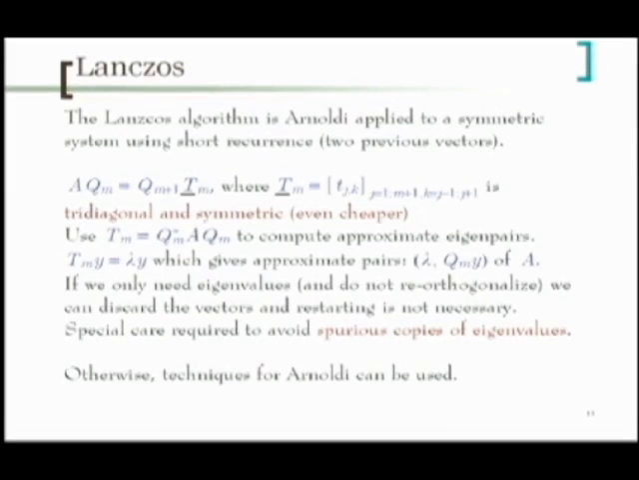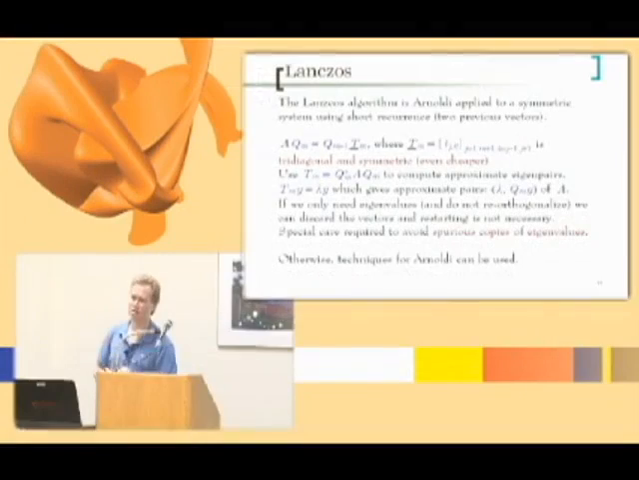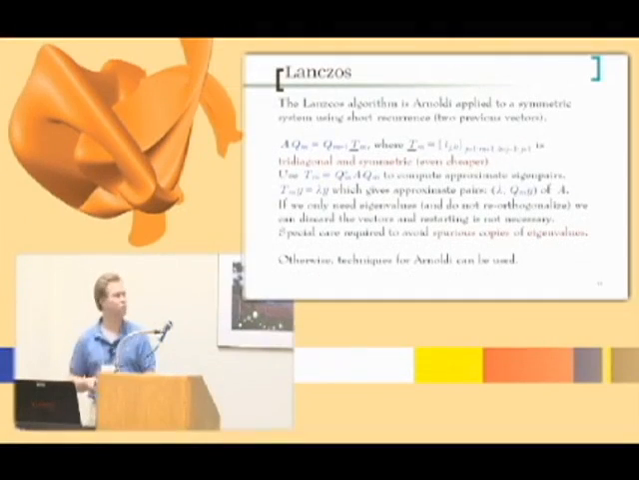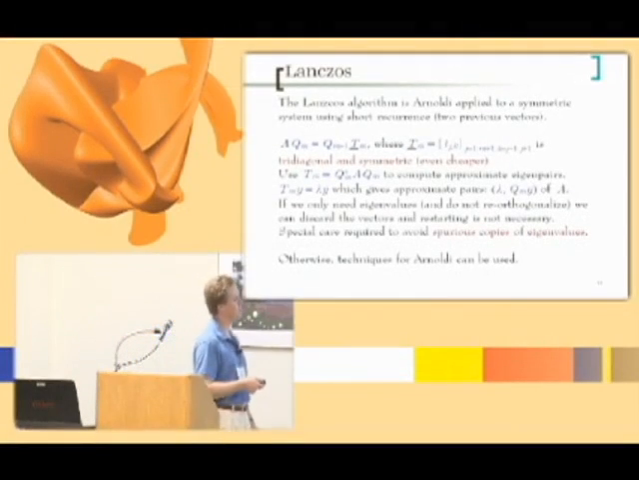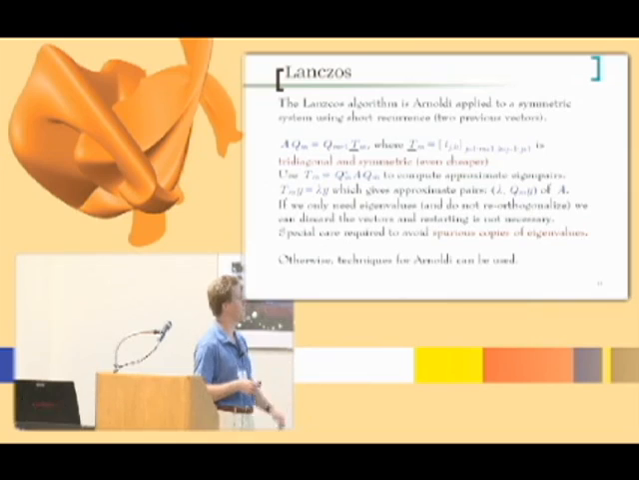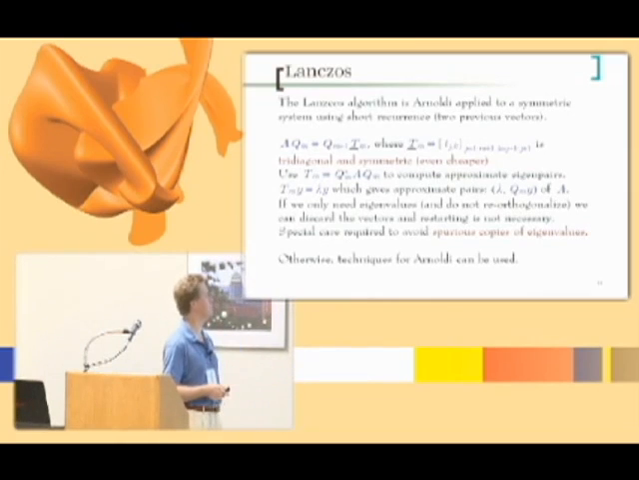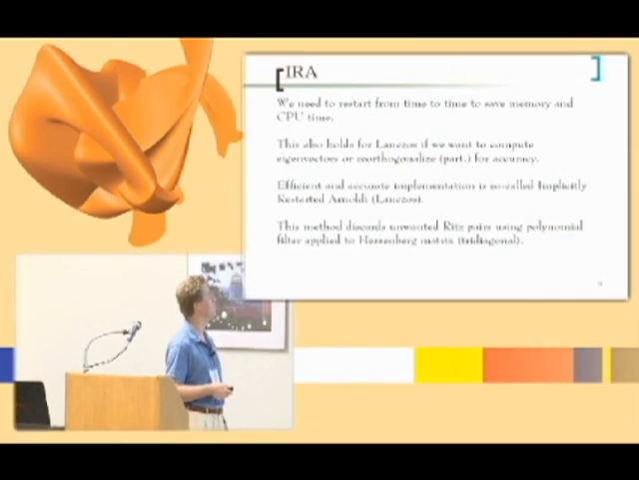Okay, if you do not restart and you throw the vectors away, in any case, with Lanczos, if you exploit the fact that it's tridiagonal, so you do not do a full orthogonalization, the vectors lose orthogonality. In exact arithmetic they would all be orthogonal, but in practice they're not, and what that gives you are spurious copies of the eigenvalues. So that's something you then need to filter out later. But otherwise, techniques for Arnoldi can be used.